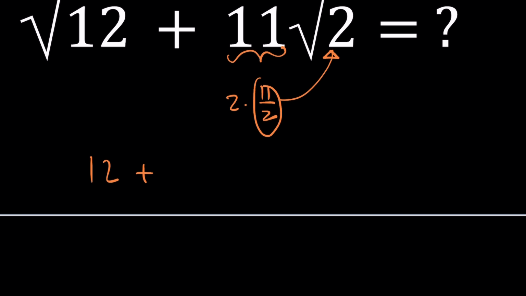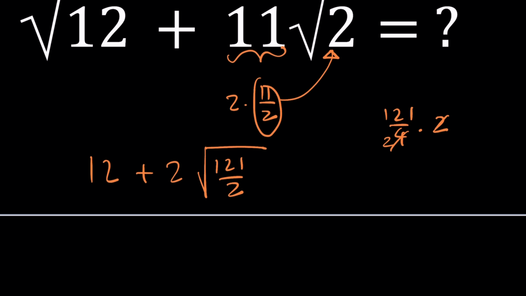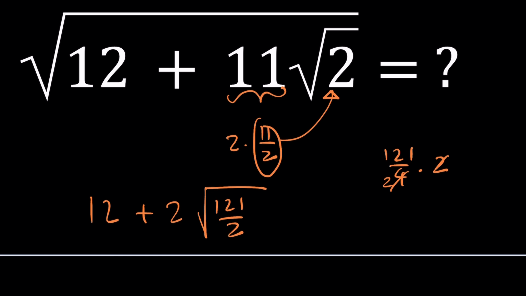12 plus 2 times the square root of, this is going to be, when you square it, 121 over 4. And if you multiply by 2, it'll be 121 halves inside the radical. Okay, does that make sense? If you go ahead and take the square root of 121, you'll get an 11, and I guess that should work. Something like that. Did I do that right? Actually, I'm supposed to leave the 2 outside and take 11 halves inside. Okay, I think that should be good.